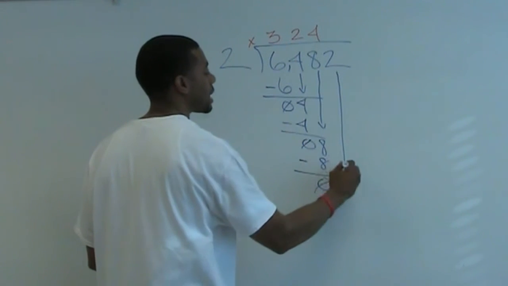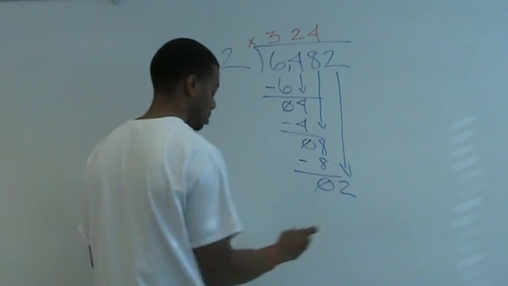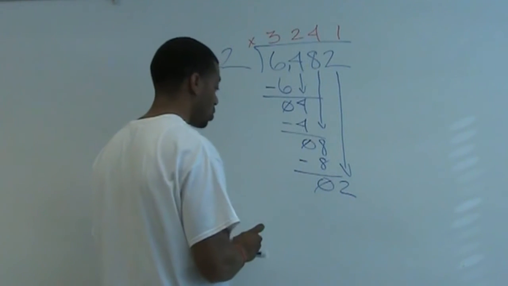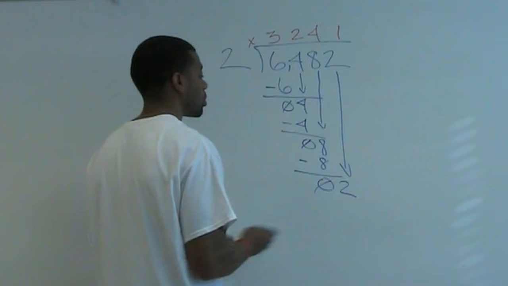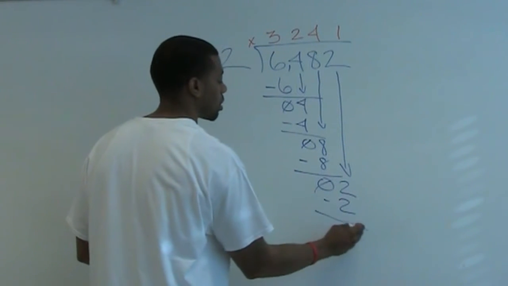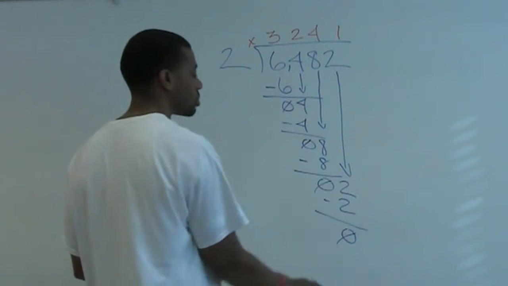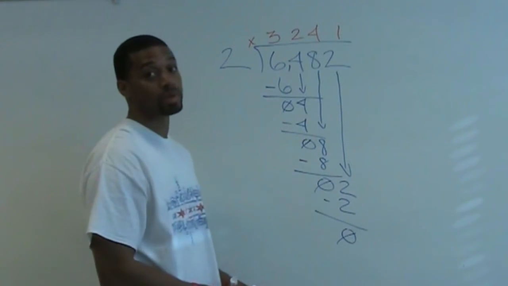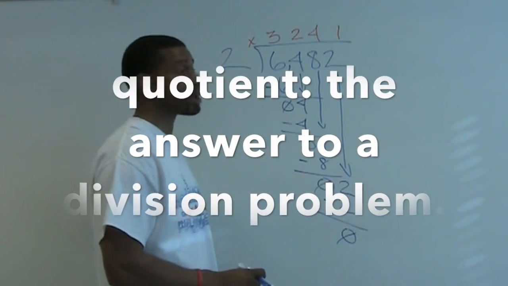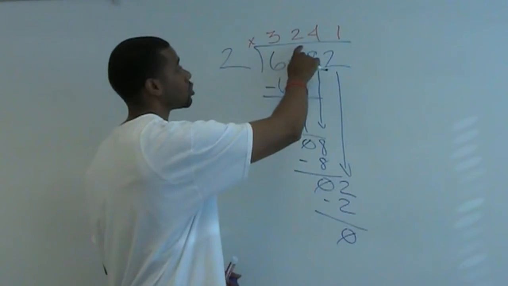Now I'm going to bring my last number down, which is 2. 2 times 1 will give me 2. So I'm going to write my 2 here, subtract it. 2 minus 2 is 0. I have no more numbers and I have no remainders. So I know the quotient for 6,482 divided by 2 is 3,241.